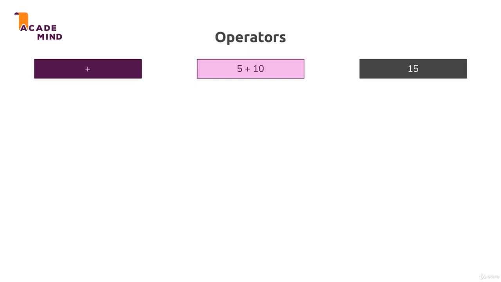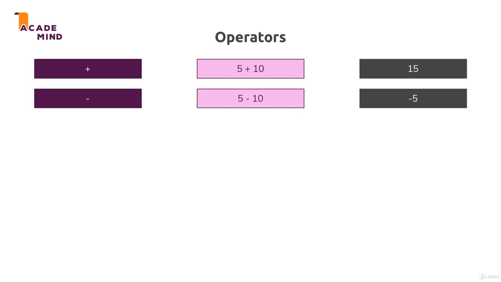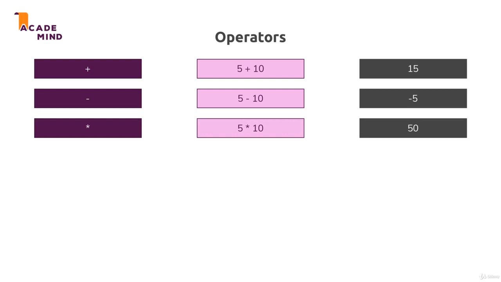Now, of course, Python has more than the addition operator. We can also do subtractions, for example. We can simply take two numbers and subtract them from each other. Now, of course, we're not limited to that. We can do all the basic arithmetic, so we can also multiply numbers. We can also divide numbers, like this.